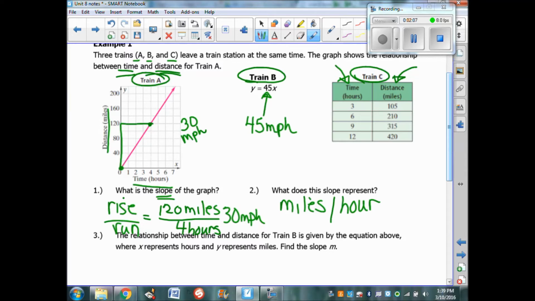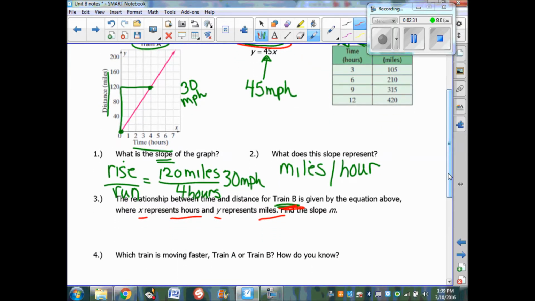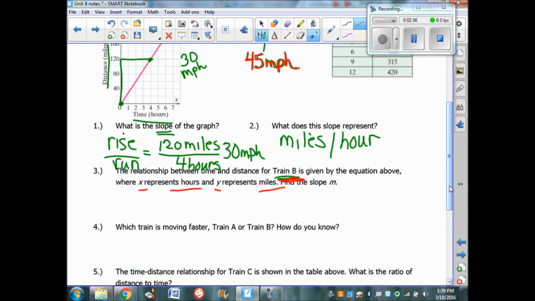And it says the relationship between time and distance for train B, okay, so train B, I should change colors here. Train B, that we have our equation for, is given by the equation above, where x represents hours, that we already talked about, and y represents miles. Find the slope m. Oh, I answered that already. We said it was 45 miles per hour, because when we have an equation, okay, we think about y equals mx plus b, where m is our slope, so 45 miles per hour for train B.